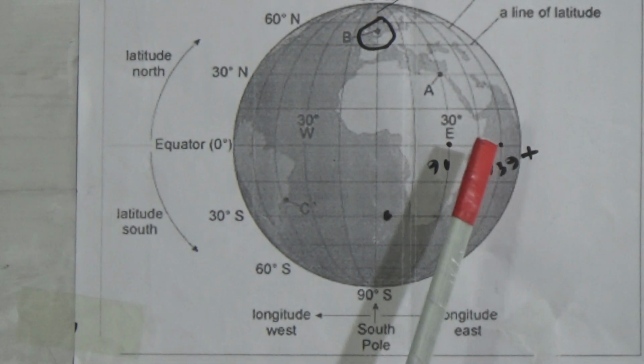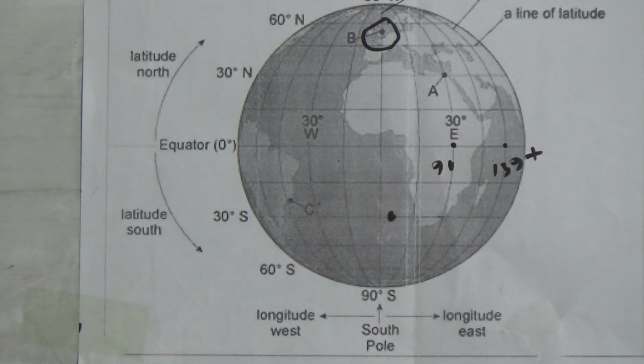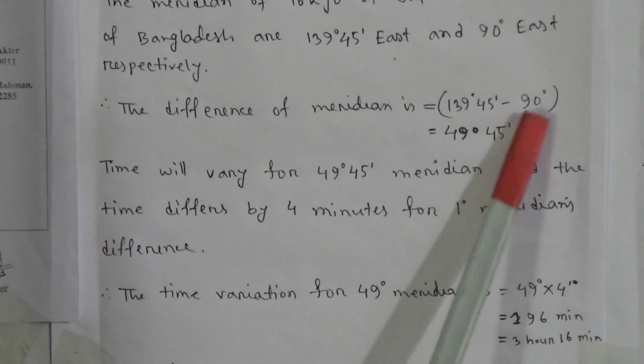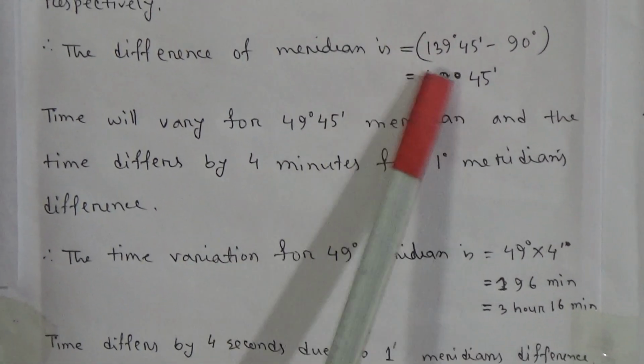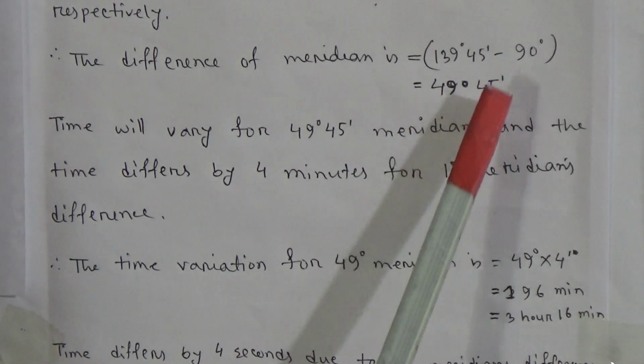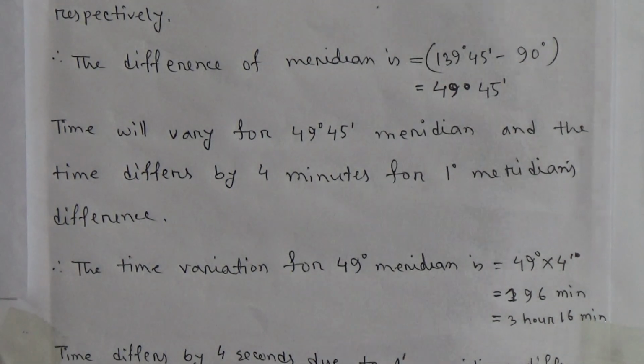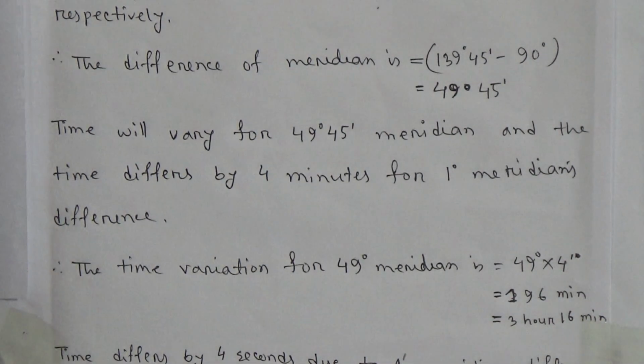So now, as this is Bangladesh and this is Japan, we will subtract the locations so that we can find the difference. That's why we have subtracted. The difference of meridian is 139 degree 45 minute minus 90 degree. So the difference is 49 degree 45 minute.